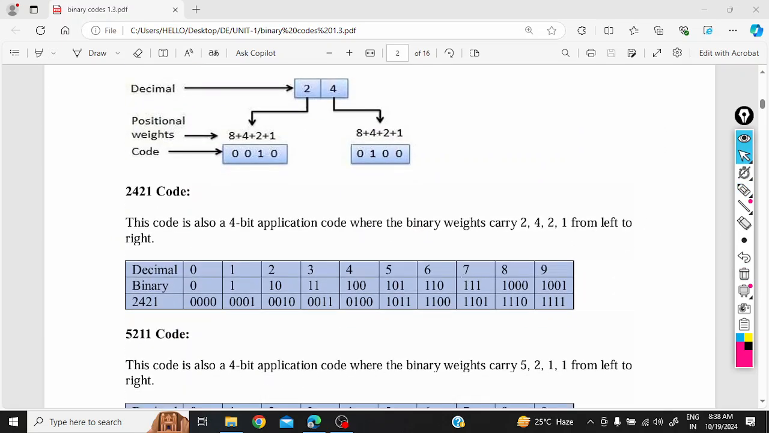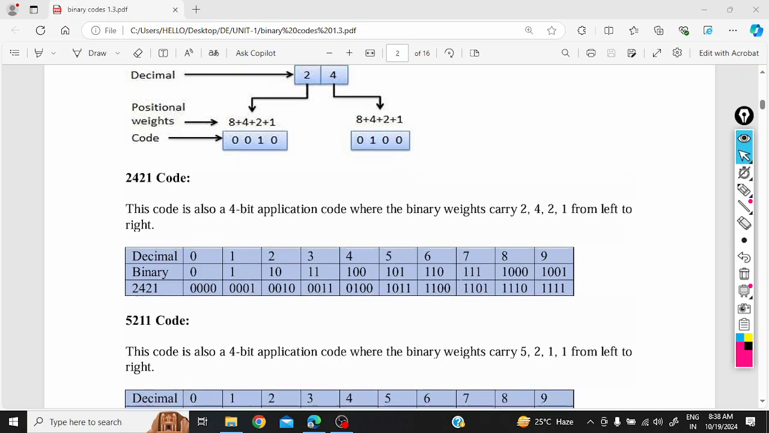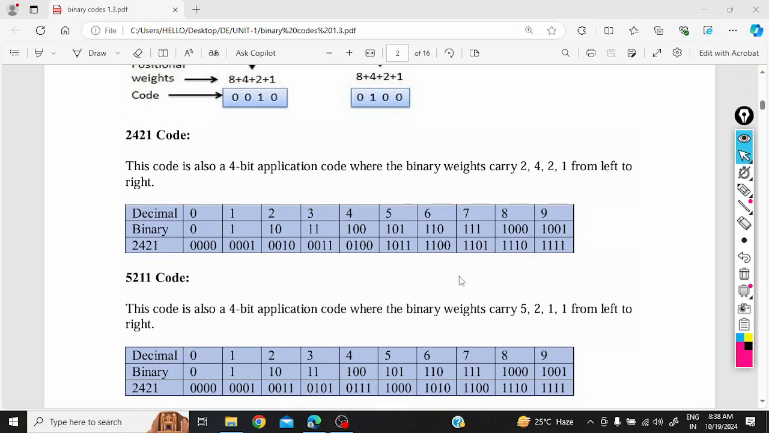Now the next thing is the 2421 code. The 2421 code is similar to the 8421 code. The representation goes like this. For example, for 0 it should be 4 zeros, so I am representing 0. For 1, 0, 0, 0, 1. For 2, it is 0, 0, 1, 0. For 3, 0, 0, 1, 1. For 4, 0, 1, 0, 0.